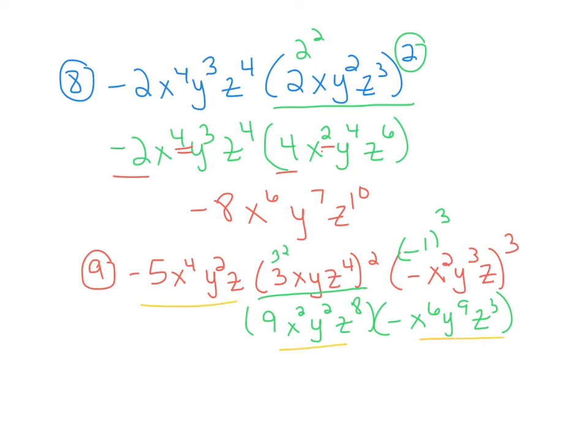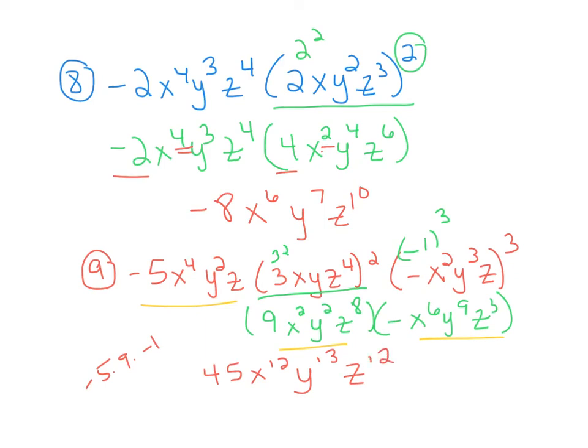So your final answer should be -5 times 9 times -1. That can be happening in your head. 45. X to the 4, 5, 6. X to the 12th. Y, count all your Y's. 2 plus 2, 4 plus 9. Y to the 13th. And Z, 1, 8, so 9, 10, 11, 12.